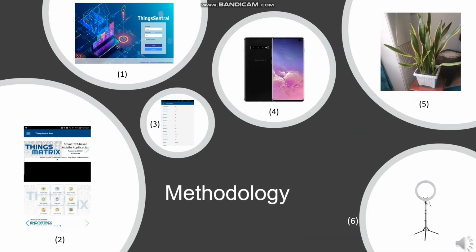Thank you. The methodology. First, we go to the Things Central web, make an account, and log in to make a project, a location, a gateway, and a type of sensor. Then we choose a good Android phone with a good sensor and install Things Central DAQ and log in with the same account we logged into the web with, to move the data from the mobile to the web. Then we go to the sensor settings to choose the type of sensor we want to study in this experiment.